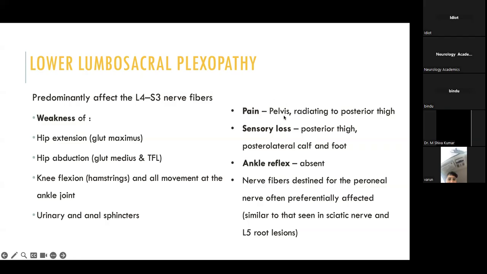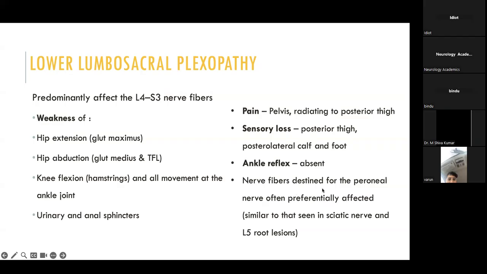Patient presents with pelvic pain, but also this pain radiates to the posterior thigh. In the upper lumbar plexus, the pain radiates to the anterior thigh, and in the lower lumbar plexus, the pain is radiated to the posterior thigh. Sensory loss we can see in the posterior thigh and posterior lateral calf and foot. Like the posterior thigh, we have seen it is supplied by the S1 root, and the posterior lateral calf is also supplied by nerves derived from the lower lumbosacral plexus. Ankle reflex here is absent.